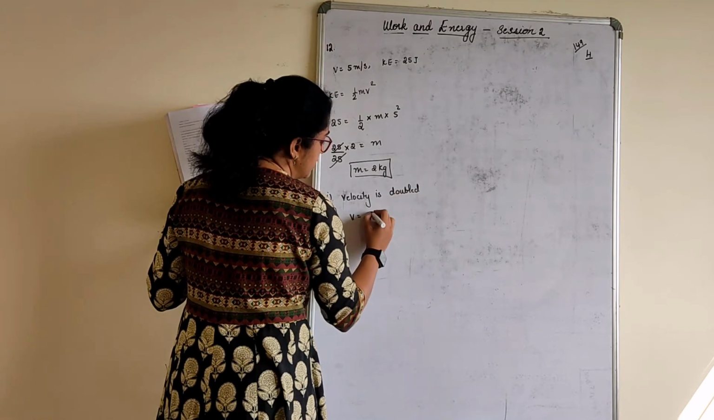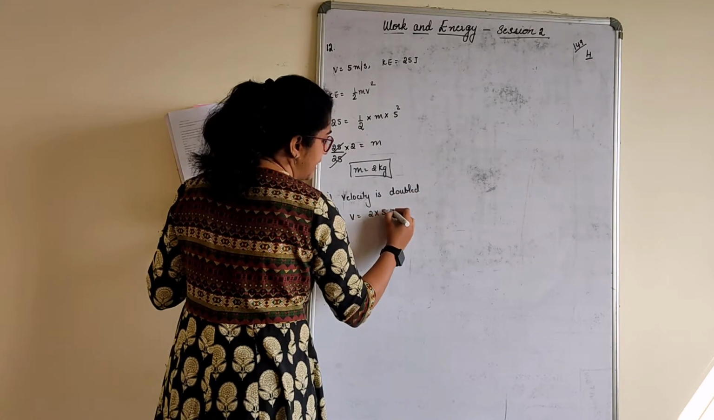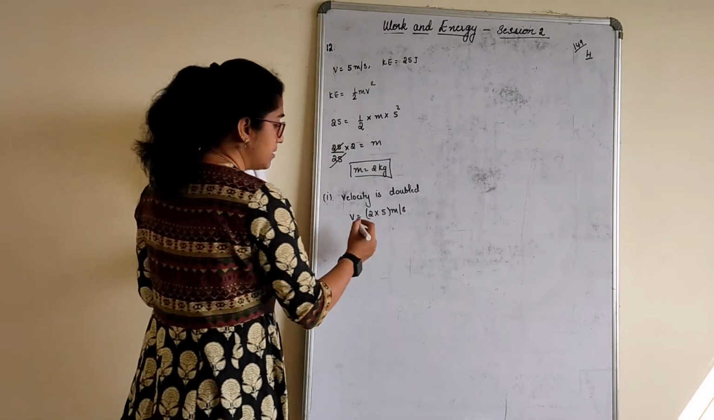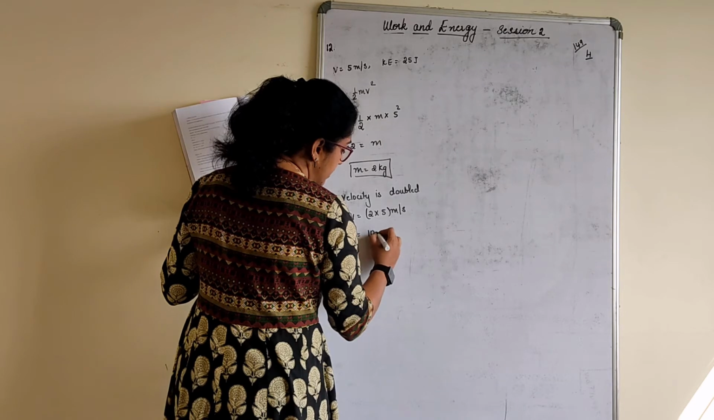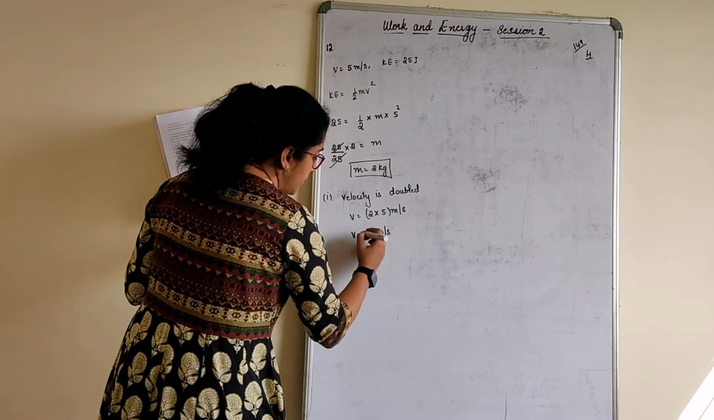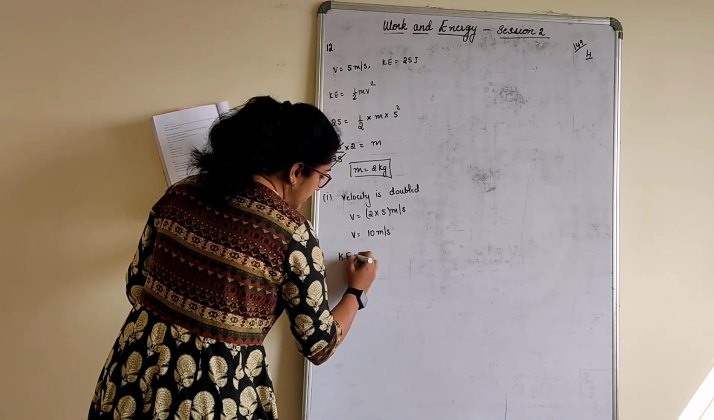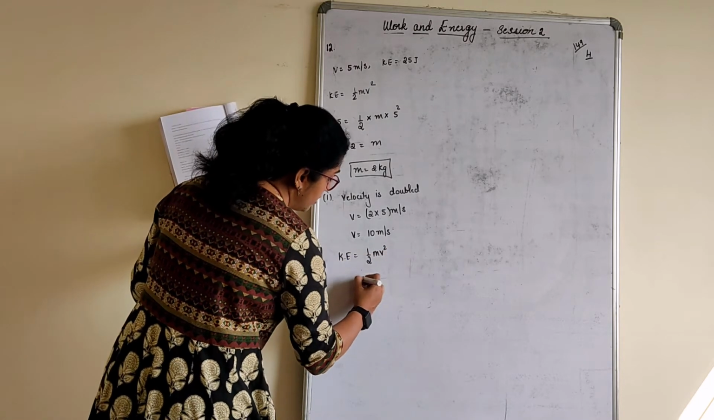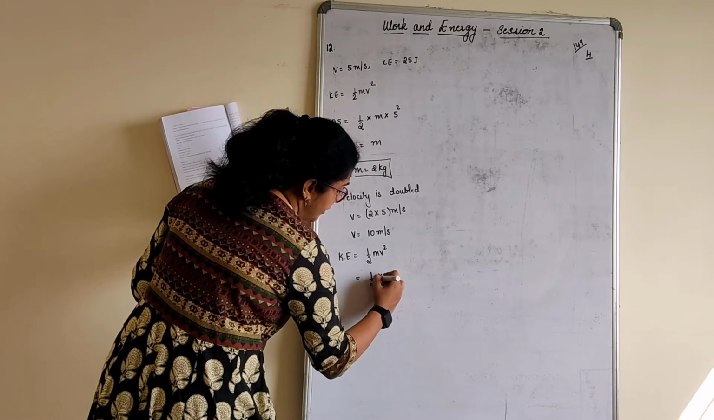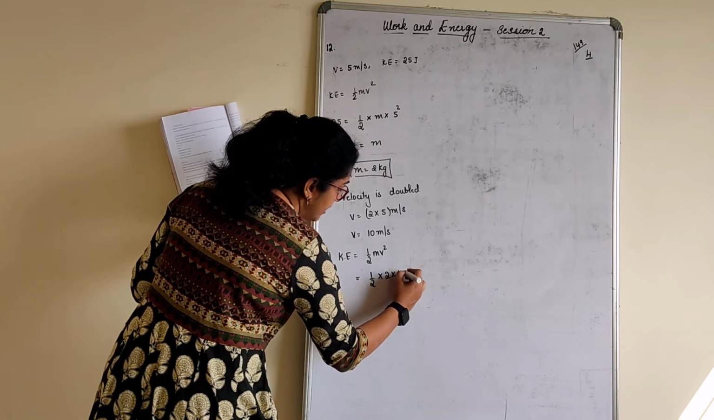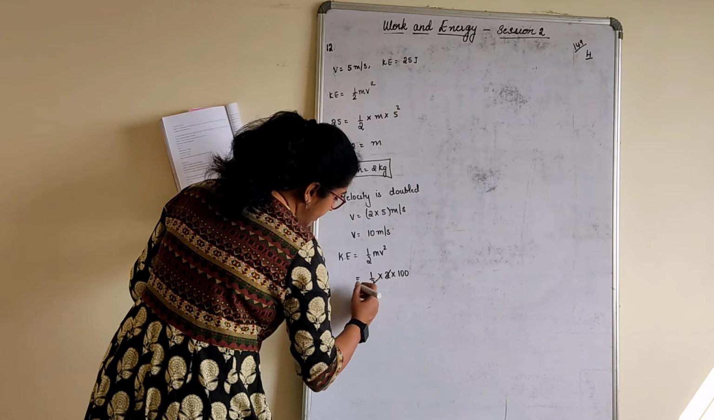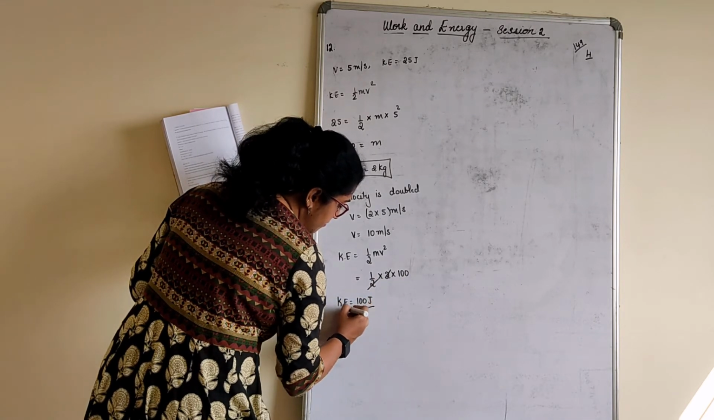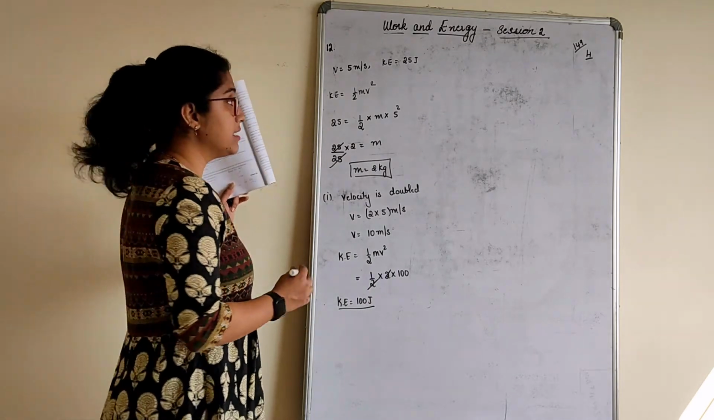So velocity is equal to 2 into 5 meters per second. Am I right? 2 times. So velocity is 10 meters per second. What is the kinetic energy? Kinetic energy is equal to half mv square. So half into mass, 2, into 10 square is 100. 2 and 2 cancel. So kinetic energy is 100 joules when the velocity is doubled.